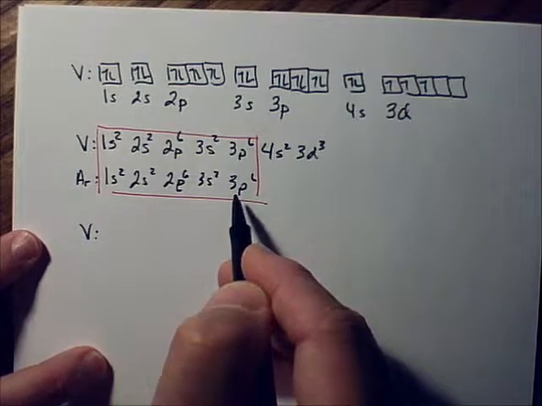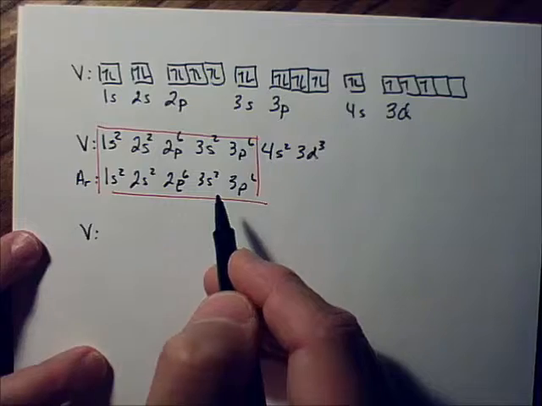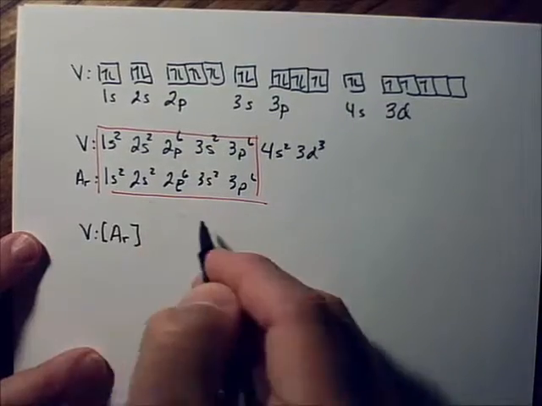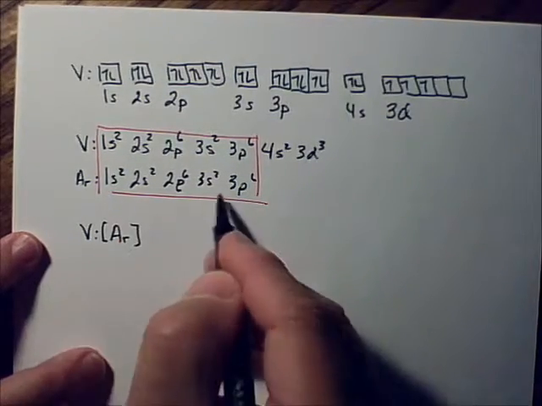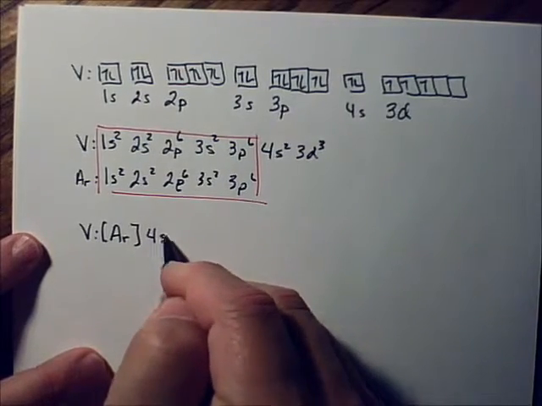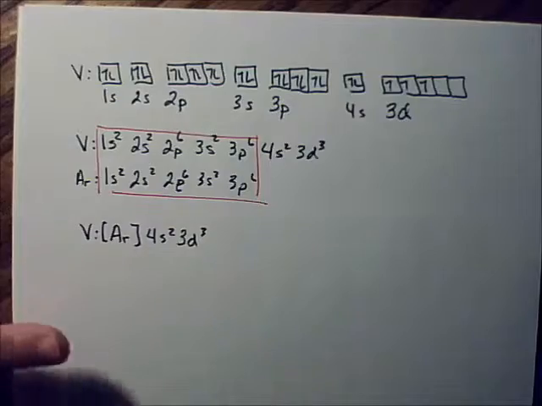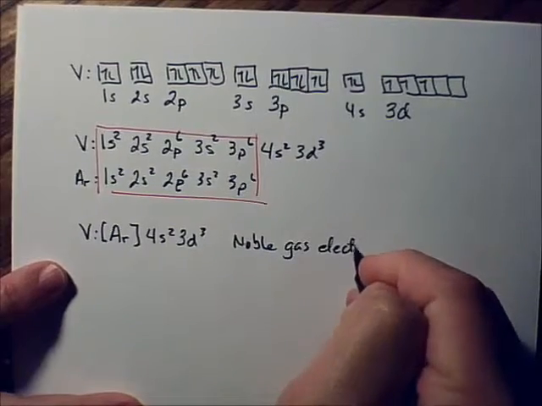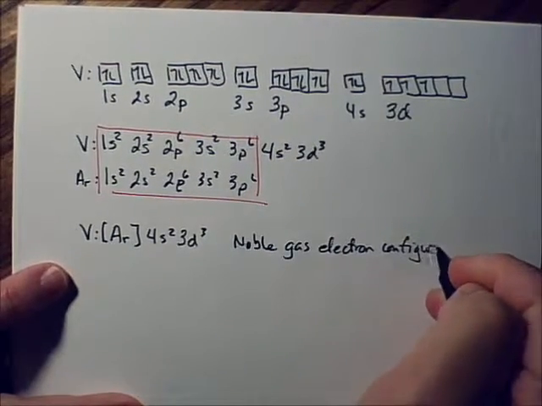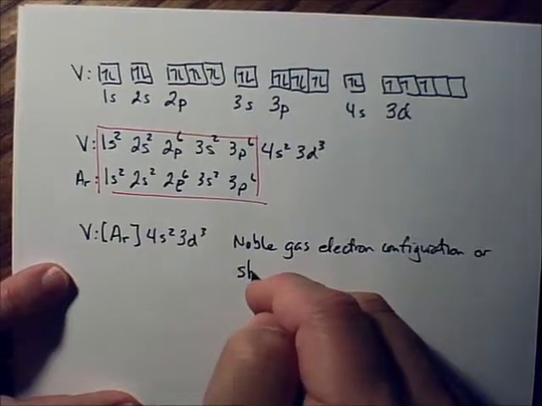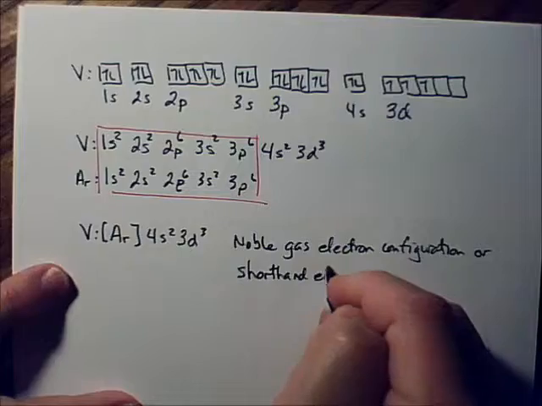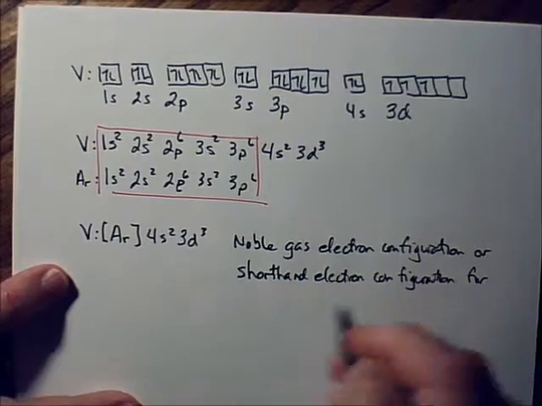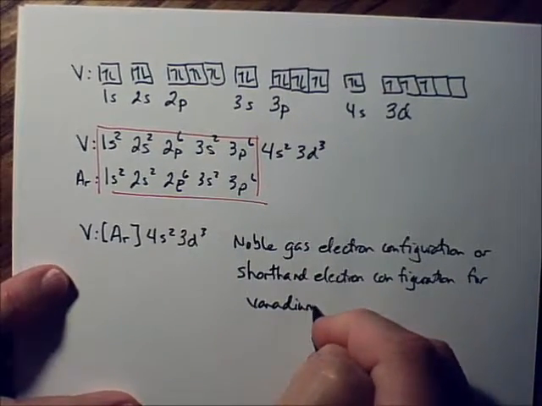But when we take all this out, we have to show that we're taking out the part that represents argon. So we put argon here in brackets to show that all this is being replaced with that. Okay? All of this right here is being replaced with just this symbol. We'll write 4s2 and 3d3. And so that's the noble gas electron configuration, or sometimes called simply the shorthand electron configuration for vanadium. Okay?